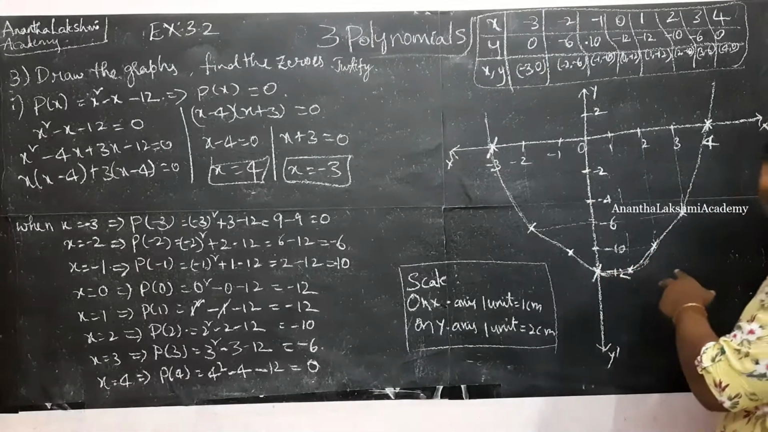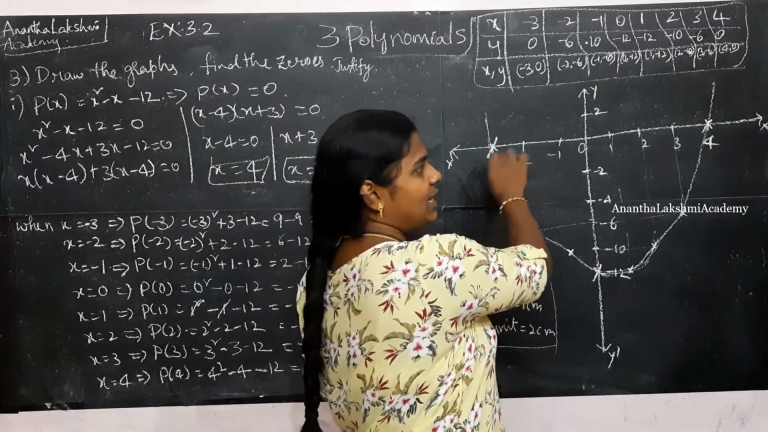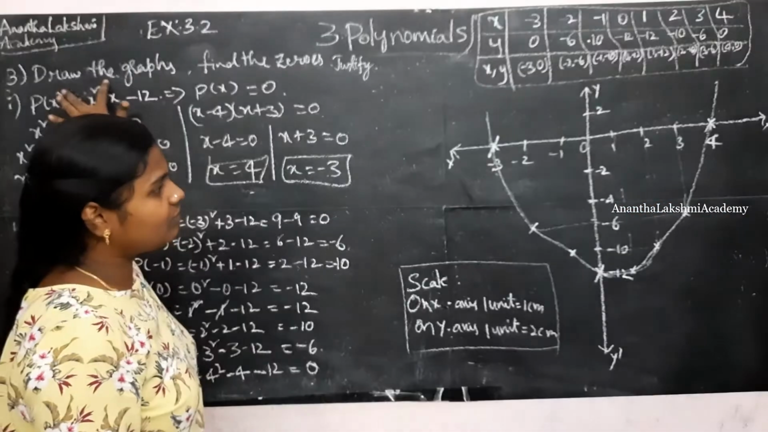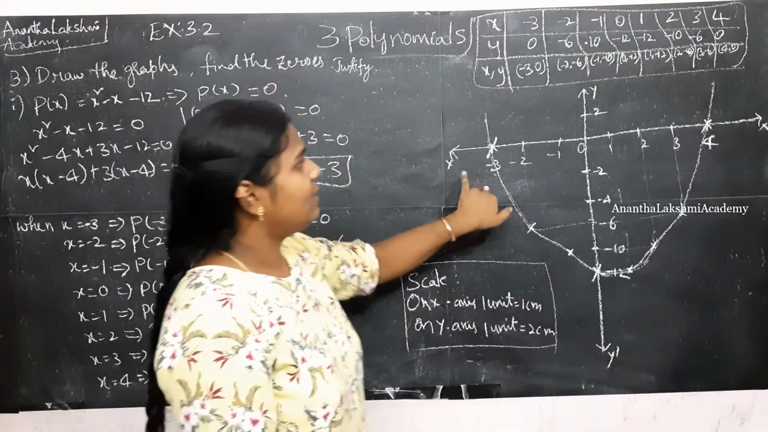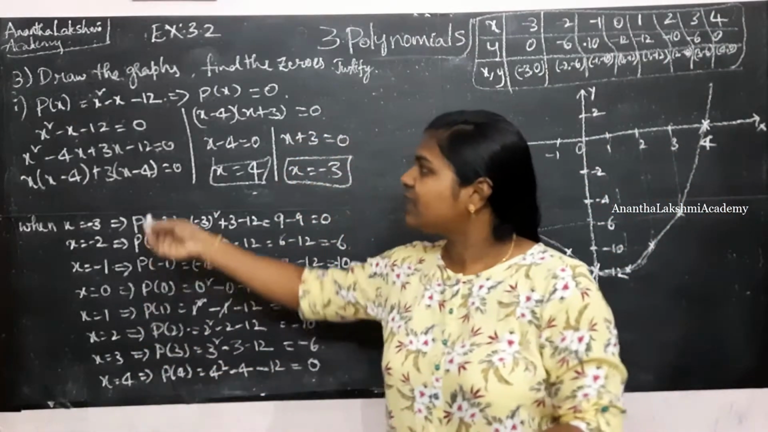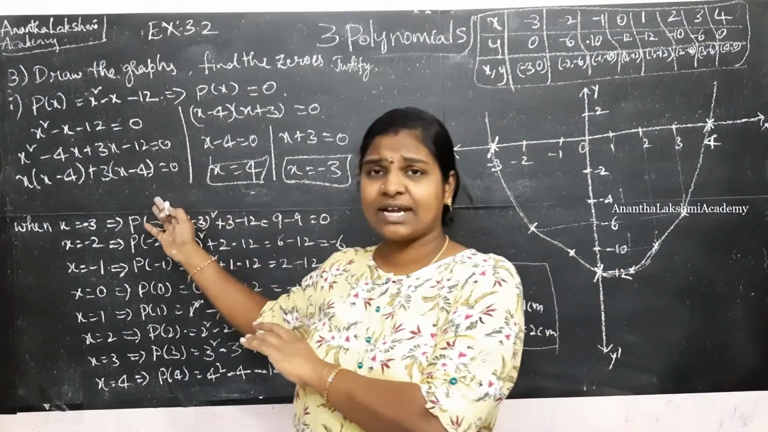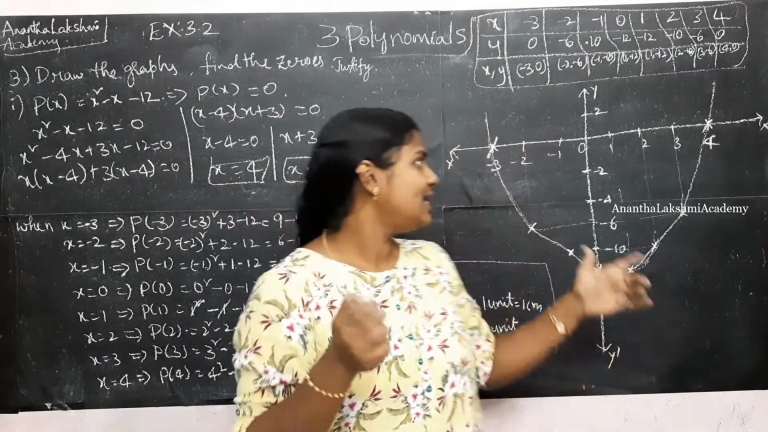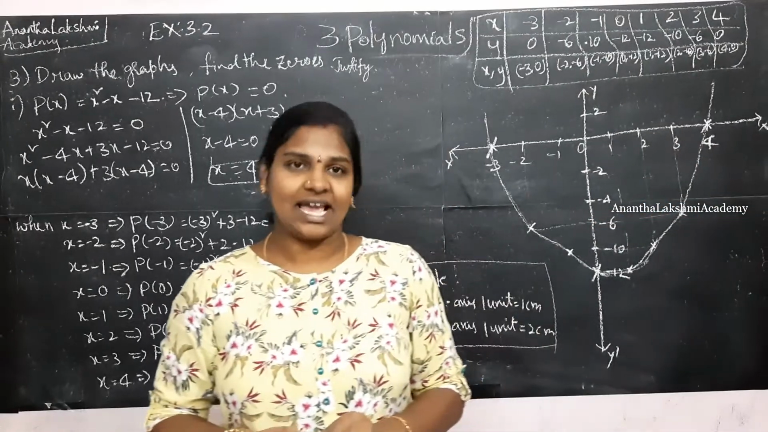At how many points is this touching the x-axis? 2 points. One is at minus 3 and one is at 4. What are we asked? We are asked to draw the graphs. Yes, we have drawn. Find the zeros. Yes, this is intersecting the x-axis at minus 3 and 4. Justify. How do we justify? When we solved this polynomial using the factorization method, we got the zeros as 4 and minus 3, and at the same points, the graph is also intersecting the x-axis.